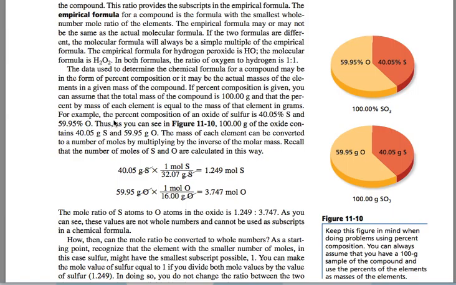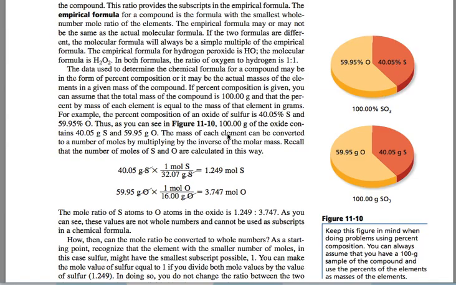For example, the percent composition of an oxide of sulfur is 40.05% sulfur and 59.95% oxygen. Thus, as you can see in figure 11.10, 100 grams of the oxide contains 40.05 grams of sulfur and 59.95 grams of oxygen. Okay. Here's 100 grams of sulfur oxide.